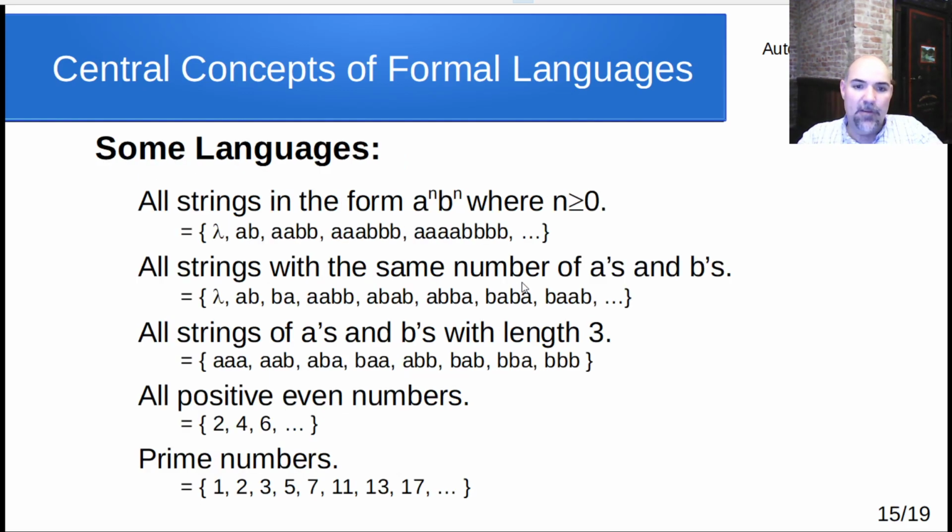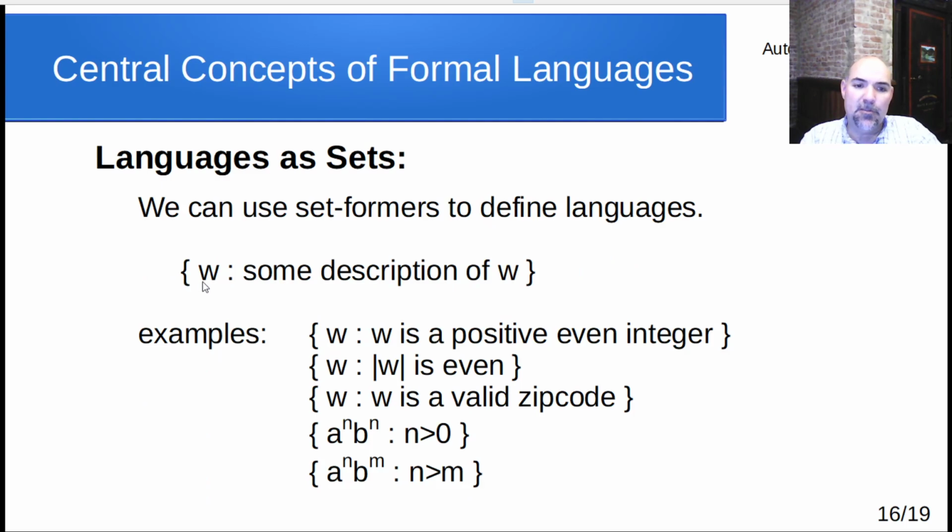So over here, where we listed things out with dot, dot, dot, with the ellipsis and curly braces, or we tried to write an English language description of it, in some cases it might be better to use one of these set formers. They're more precise. So here, all strings W such that W is a positive even integer. All strings W such that the length of W is even.